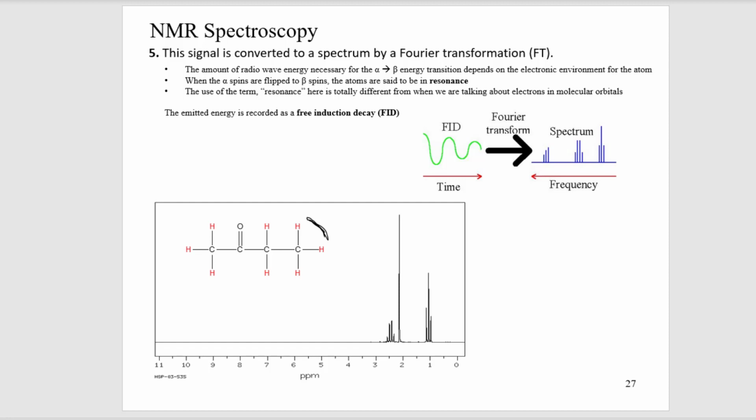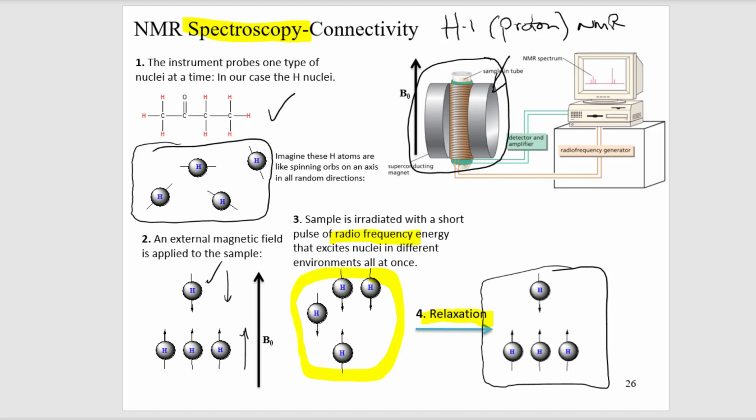This is going from a low energy to a high energy flip state. That's when they're called in resonance. So it means something different, unfortunately. Now, what you're getting over time is the emitted energy that's recorded over time. So you hit it with the radio frequency, they flip their spins, we let them relax, and we watch what happens over time.